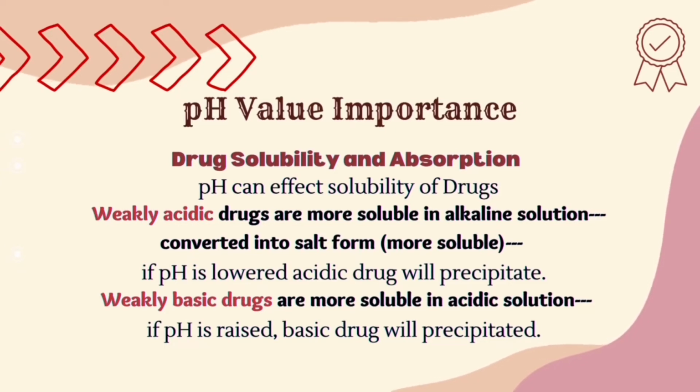Importance of pH: drug solubility and absorption. pH can affect the solubility of drugs. Weakly acidic drugs are more soluble in alkaline solution, converted into salt form, which is more soluble. If pH is lowered, the acidic drug will precipitate. Weakly basic drugs are more soluble in acidic solution. If pH is raised, the basic drug will precipitate.